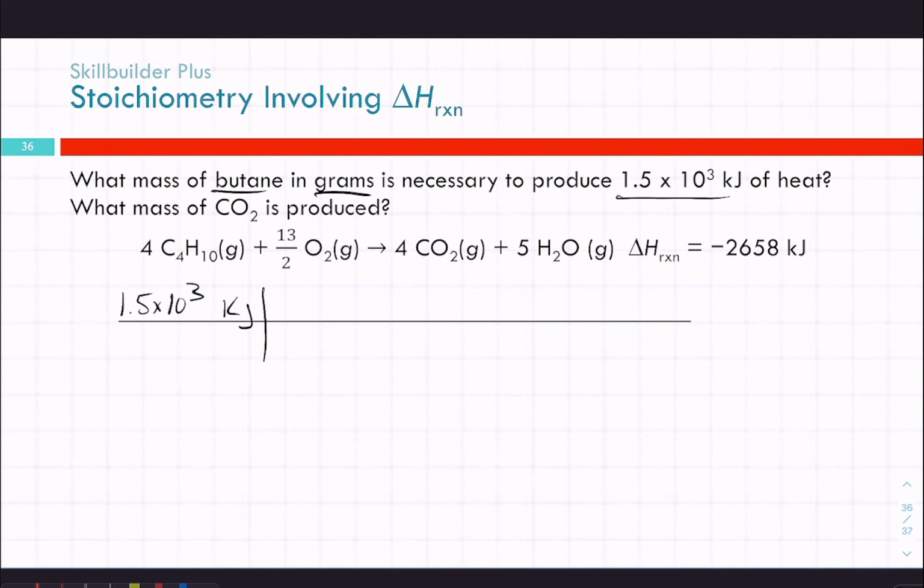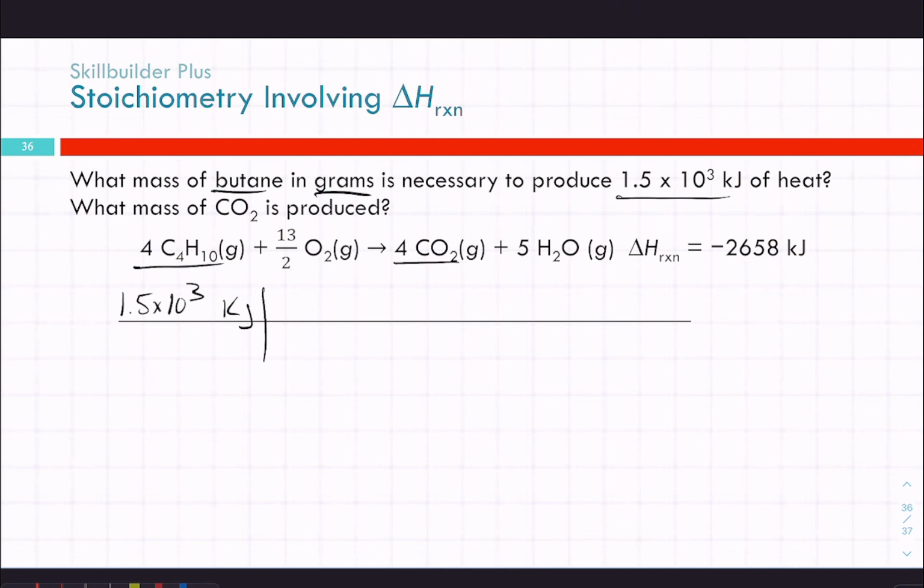Those are two separate problems, right? We're solving for two separate quantities in this reaction or chemical equation. So we'll have to do two different problems here. Let's solve for the first one first. Let's solve for butane. Still, the first step is the same. Well, the first step is related to that.